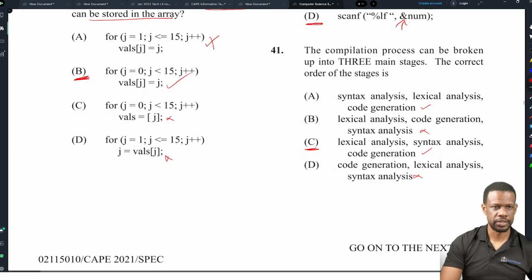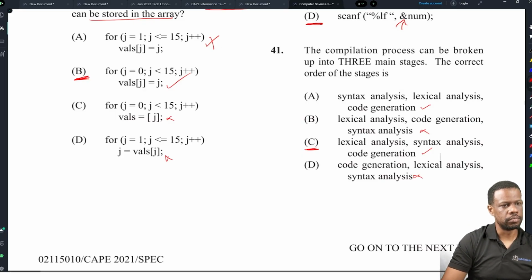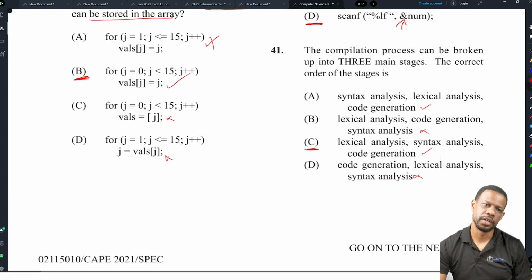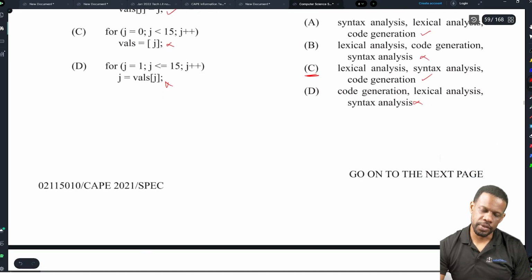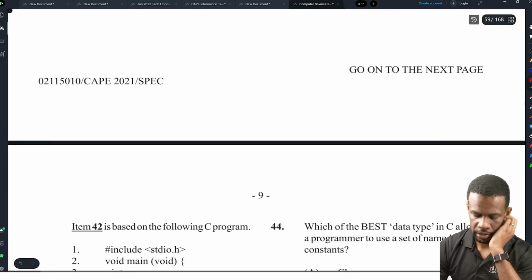Check the answers. Let me just double check. I am not smart. Lexical, syntax, and semantic. Right, yeah, lexical. Yeah, okay. Right, lexical then syntax. Then the next one would be semantic, and after semantic will be intermediate code generation, and then code optimization, and then the libraries.